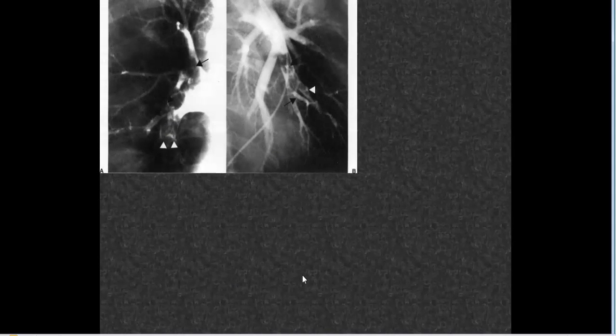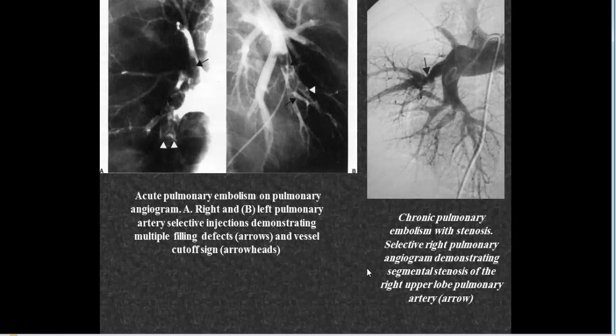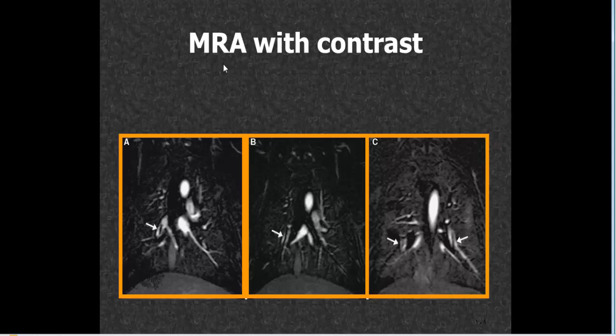We see also this is pulmonary angiogram, acute pulmonary embolism. Right and left pulmonary artery, selective injection demonstrating multiple filling defects and cut off sign of contrast enhancement. And this also demonstrates chronic pulmonary embolism with stenosis of right pulmonary artery, segmental stenosis of the right upper lobe pulmonary artery. MR angiography with contrast is another modality, as we see multiple filling defects.